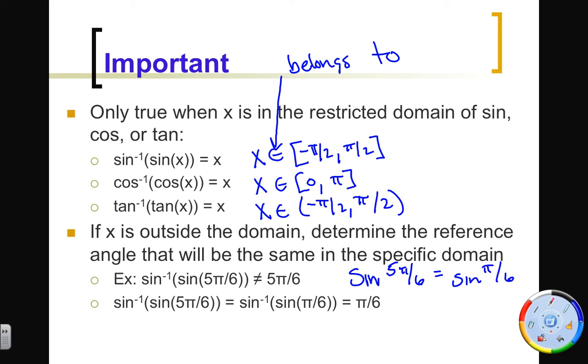But we can say, this is what I'm saying here. Sine inverse of sine of 5 pi over 6 isn't possible until we change the angle. And now pi over 6 is inside my restricted domain. So my answer is pi over 6.